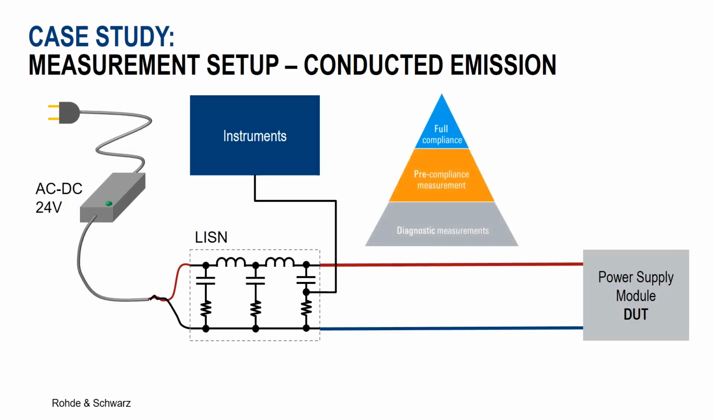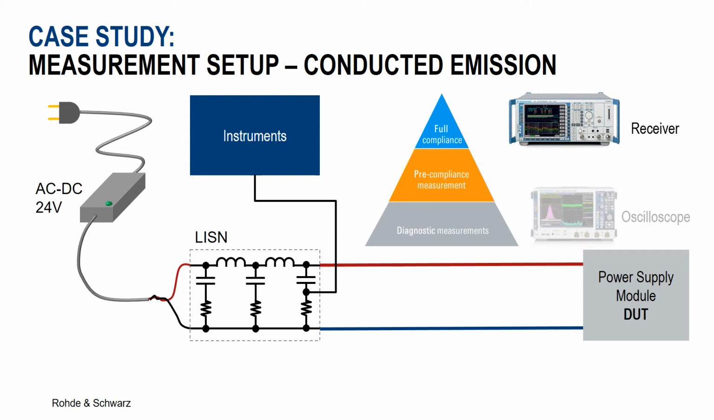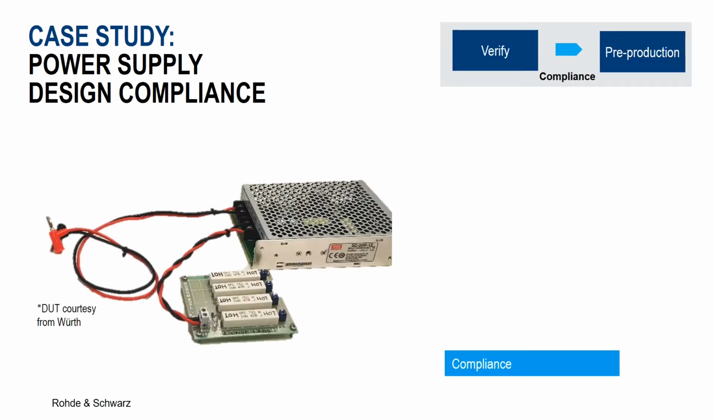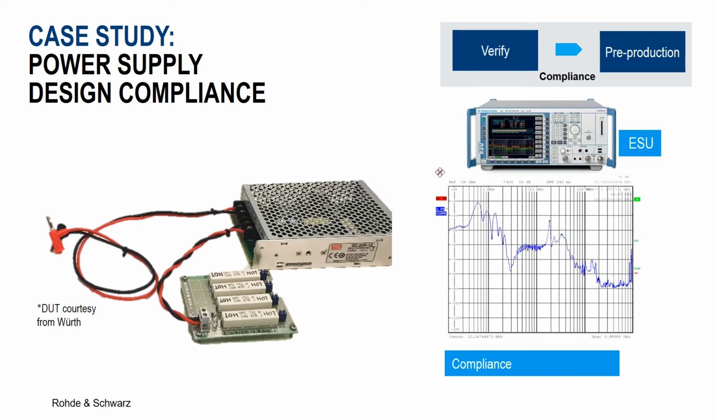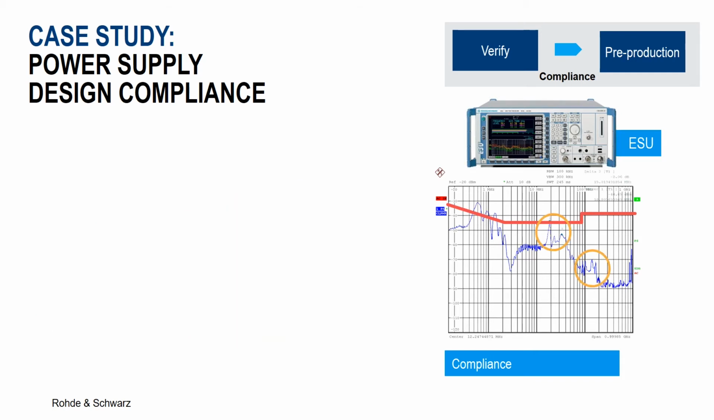In the next case study, we look at the conducted emission setup to compare a receiver and a scope FFT measurement. A receiver provides a compliance measurement fulfilling the measurement time and detector configuration as per CISPR standards. It also provides a limit line for the measurement.